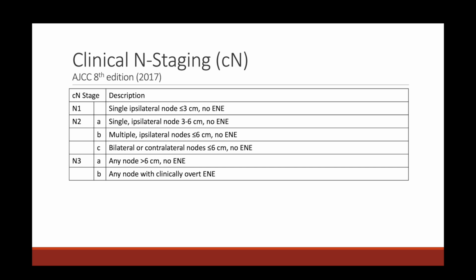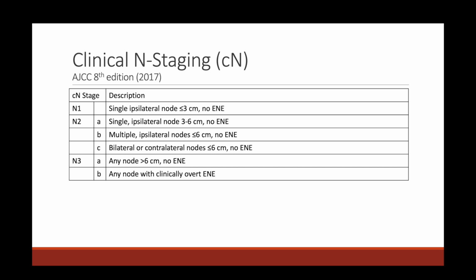So if you have a single node and it's less than or equal to 3 centimeters, then you're N1. If you have a single node that's between 3 to 6 centimeters, then you're N2A. If you have multiple ipsilateral nodes up to 6 centimeters, you're N2B. And then if you have a contralateral node or a bilateral node that's 6 centimeters or smaller, you're N2C. N3 then is divided into A and B. N3A is anything that's greater than 6 centimeters without ENE. And then finally, if you do have clinically overt ENE, then you are N3B.